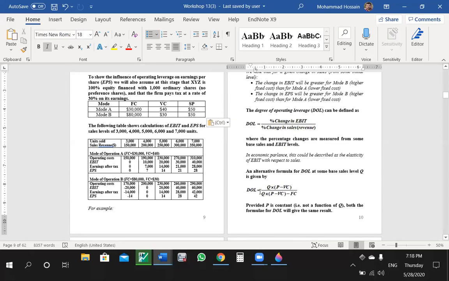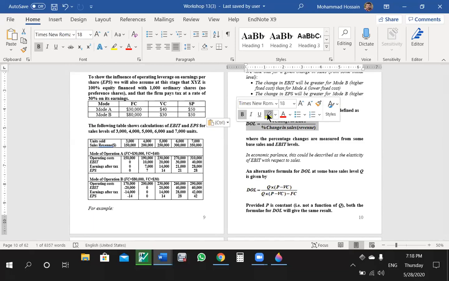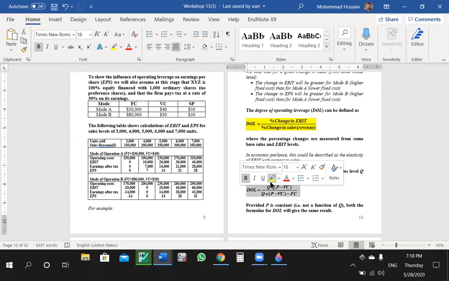All right, now they have the degree of leverage. How do you calculate degree of leverage? There are two ways you can calculate it. You can use either equation. It's all good, depending on what information is available to you.